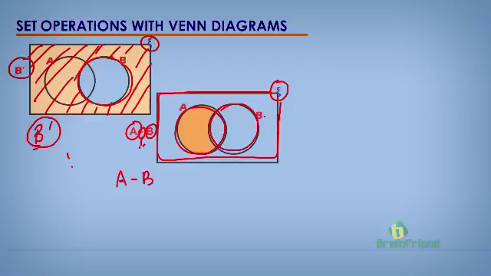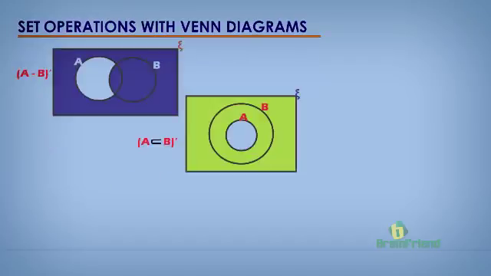A minus B would be the shaded portion here, which is the part of our circle that contains all elements in A that are not in B. So our shaded portion here represents all elements that are in A but not found in B. Let's also take a look at our other example here.